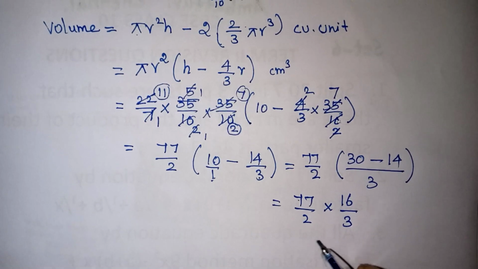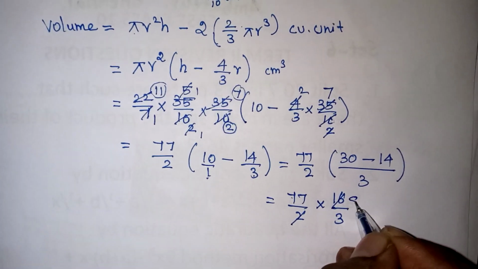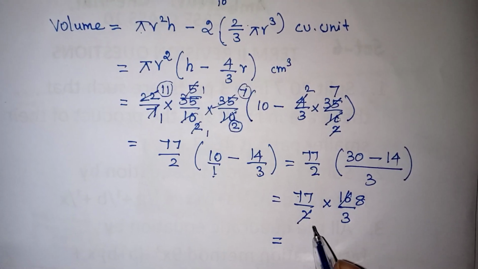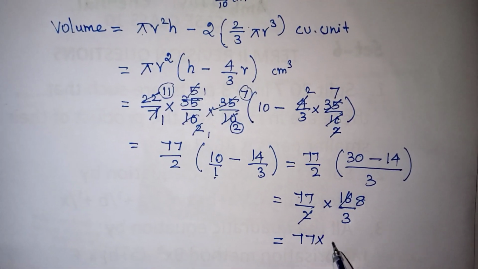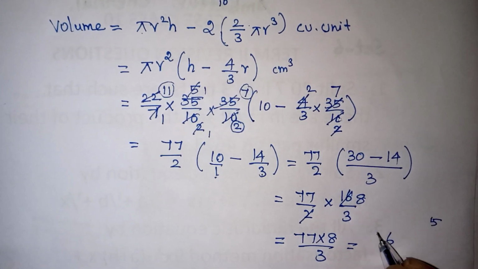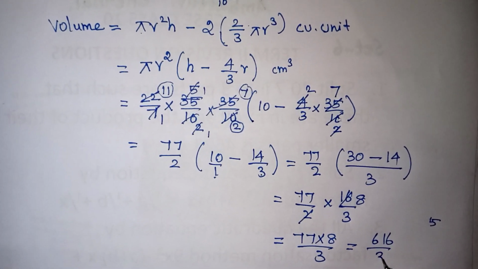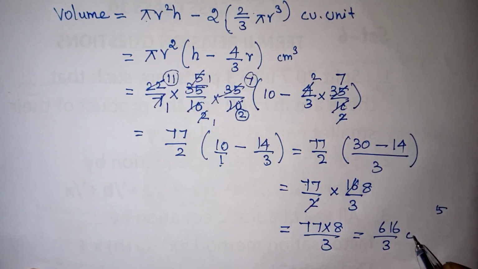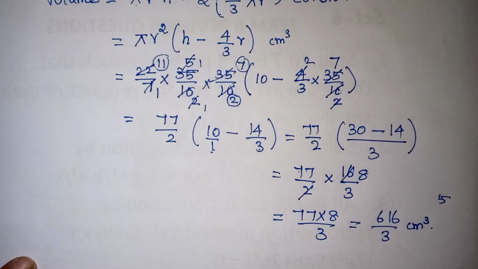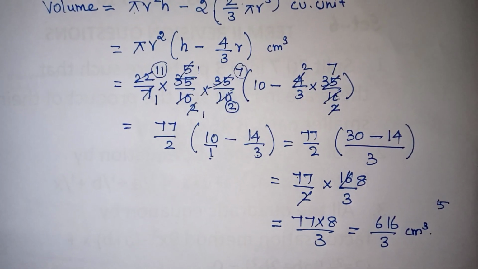If it is possible to cancel them, we can cancel. 1 8s are 8. Now nothing else to cancel, so we can go for the multiplication. 77 into 8 by 3, 616 by 3 we are getting. So this is centimeter cube we can write. If you want to make it in decimal, you can cancel further. You can give your answer in decimal also.